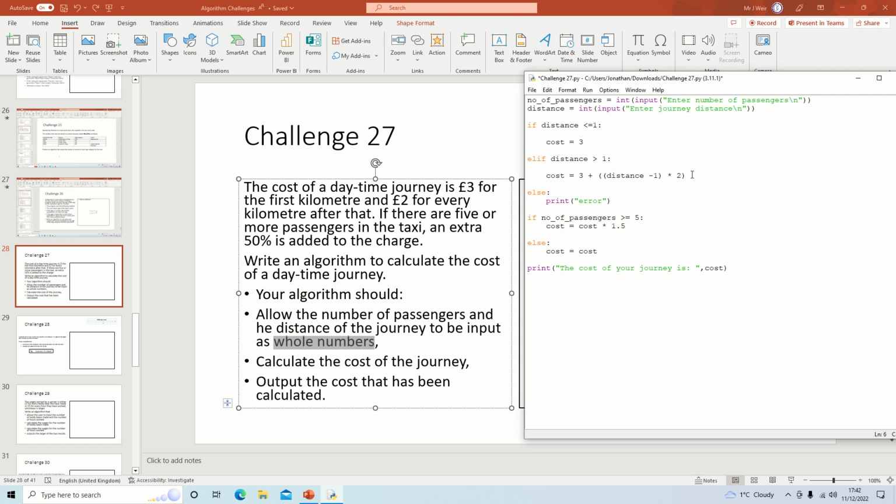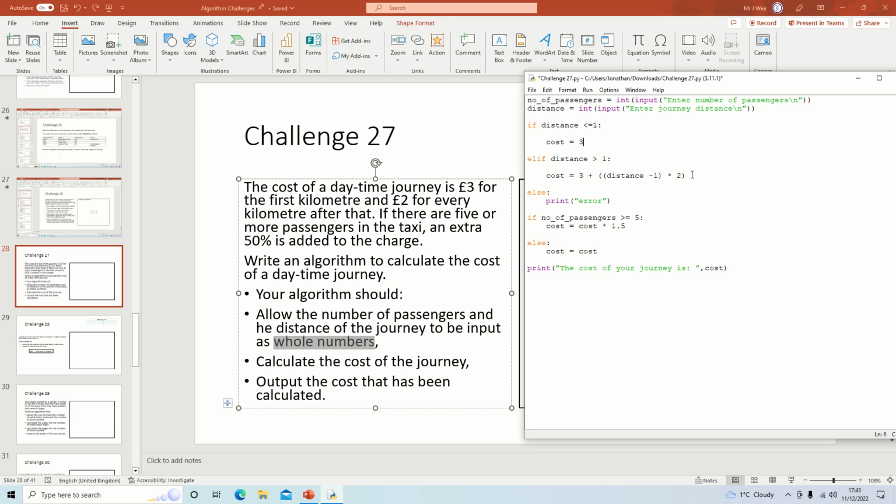Okay, so now we run the program and it's going to ask them to type in number of passengers and the distance. If the distance is less than or equal to 1 kilometre, then the cost is just £3. If the distance is greater than 1, then the cost is the £3 plus whatever the additional kilometres are multiplied by 2. And if they type something incorrect in somehow, then it will come up print error.